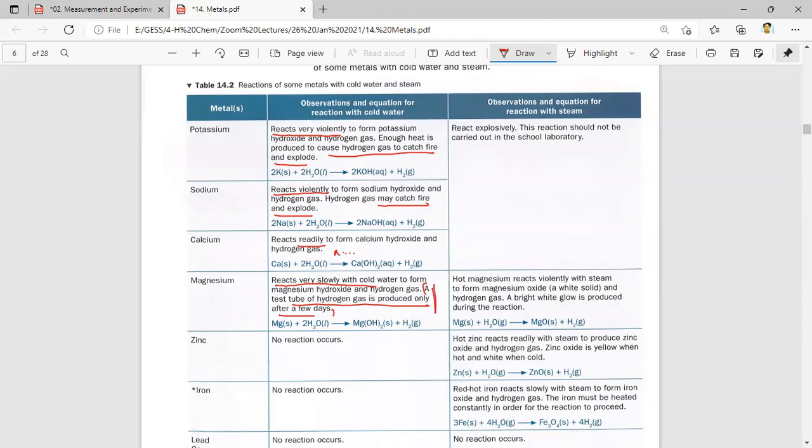However, you don't need to memorize this. Don't waste your memory space. There's no need. You tell me react very slowly, I understand, right? Yes, it's going to be very, very slow.